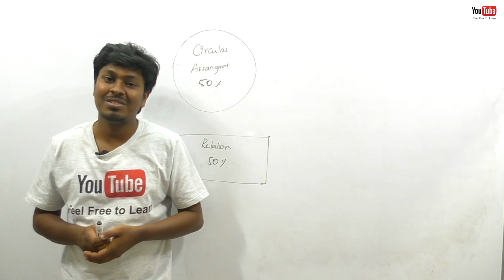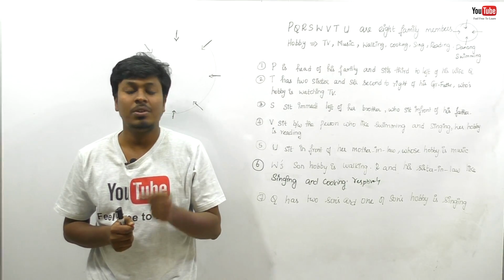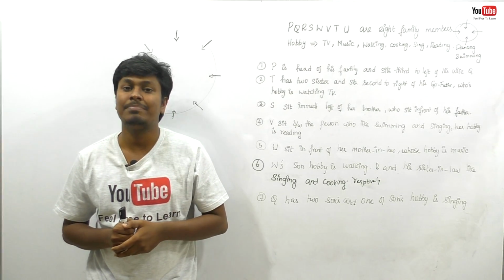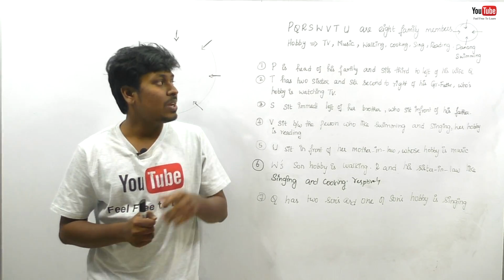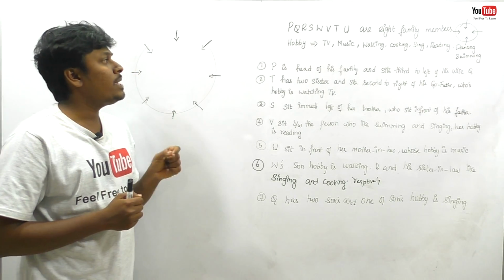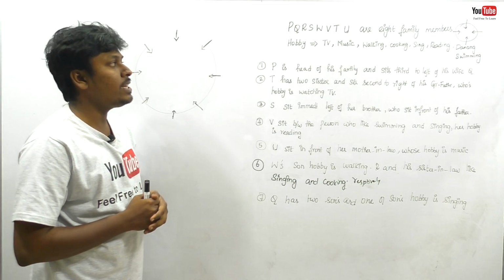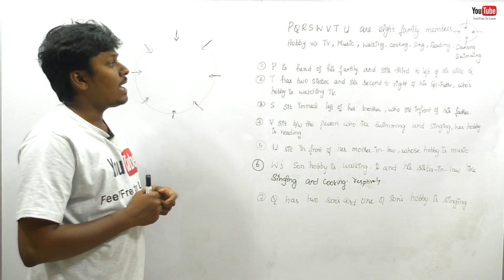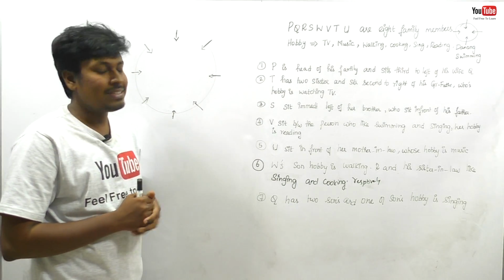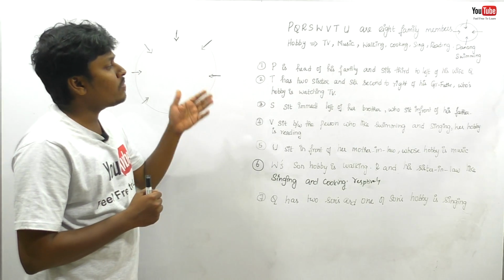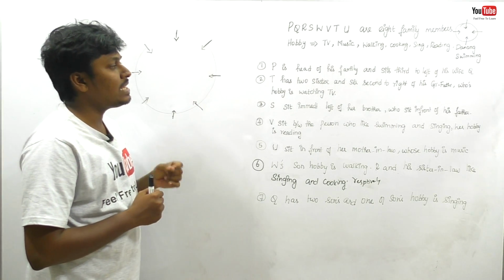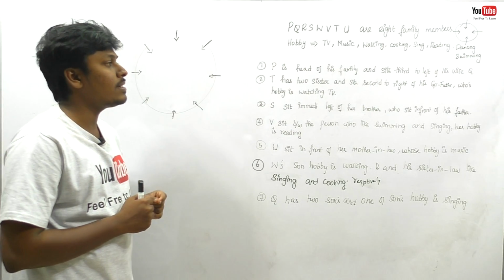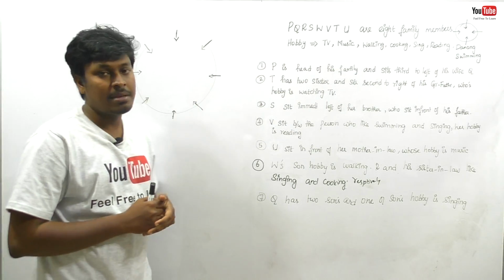So let me move on to this question, friends. Let me move on to the circular arrangement question that is based on the blood relation topic, right? So let me move on to this question now. P, Q, R, S, W, V, T, U. So there are 8 persons and they are sitting in a circle and facing center, right? And they have given some hobbies of the persons, which are TV, music, walking, cooking, singing, reading, dancing. Okay, they have given some of the hobbies.